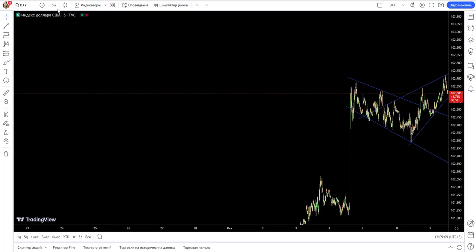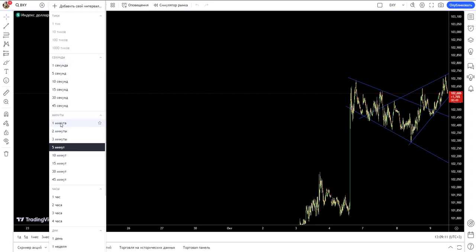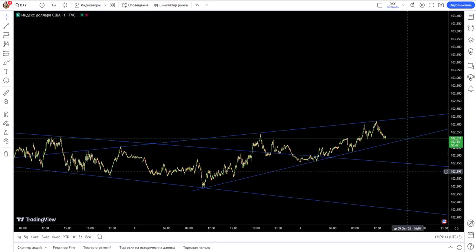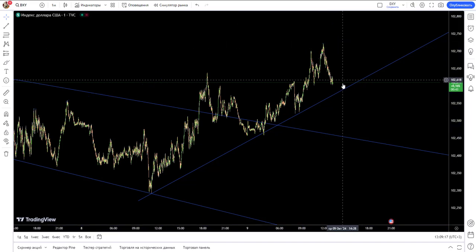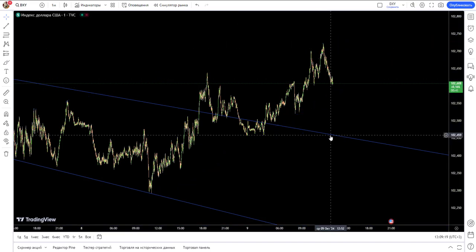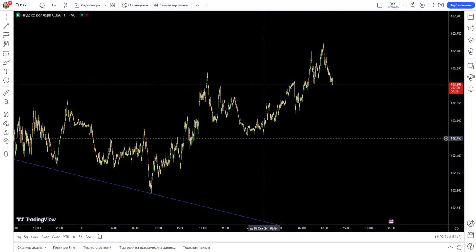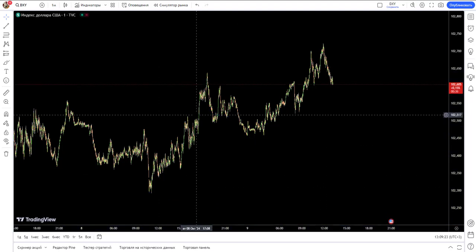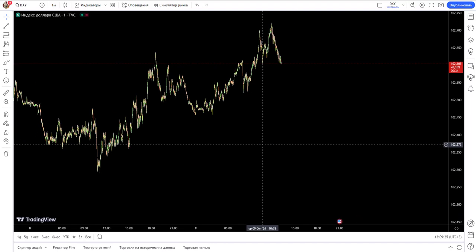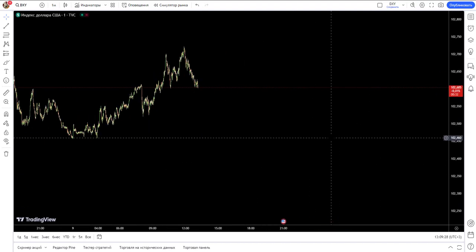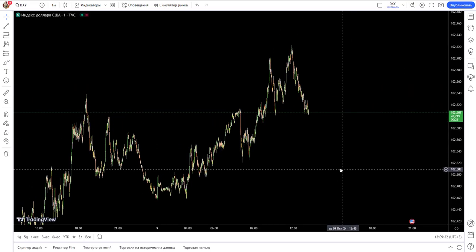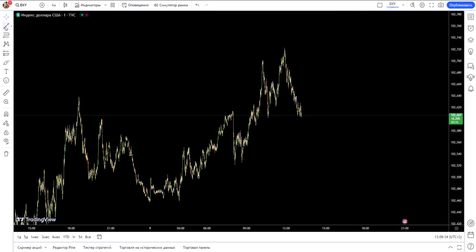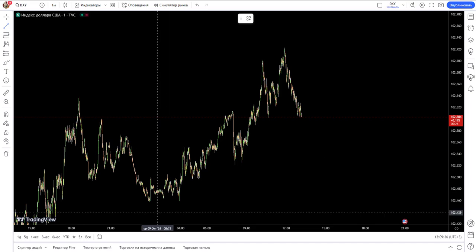Look at this, M1. New chart, M1. What happens now? I will delete these lines. I will just paint for you what happens here. What happens here? Take a closer look. This is M1. Let's paint this.